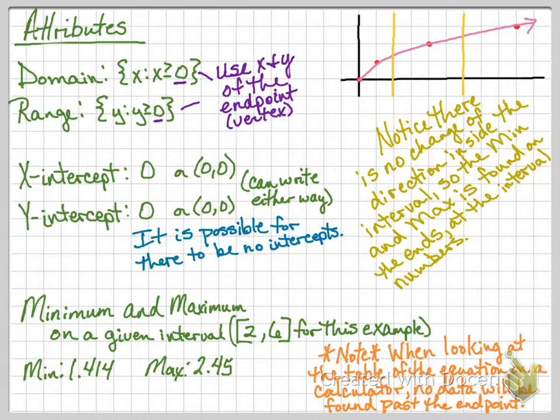Now, one of the things I want you to notice is that between the two interval lines, there's no change of direction. So that means our minimum and our maximum are going to be found on those outside lines. So whatever our numbers are in our interval, you can look on your table at those two numbers, and you can find your minimum and maximum. And this was where I made that note that if you were looking at the table past the endpoint, there would be no data.